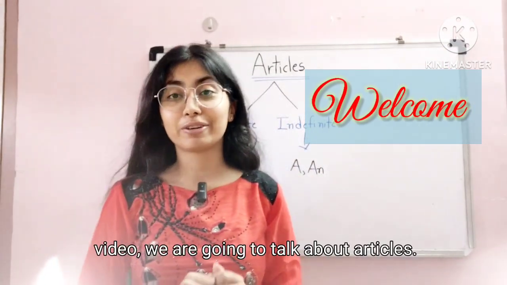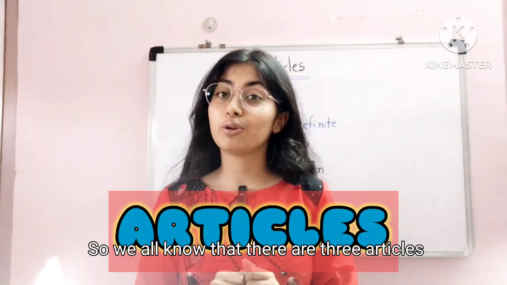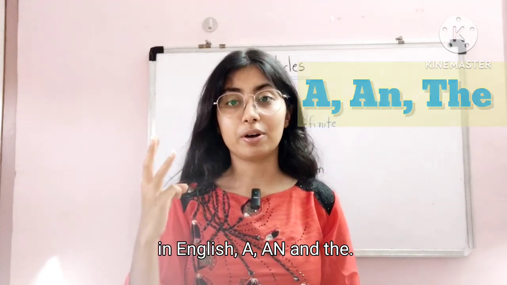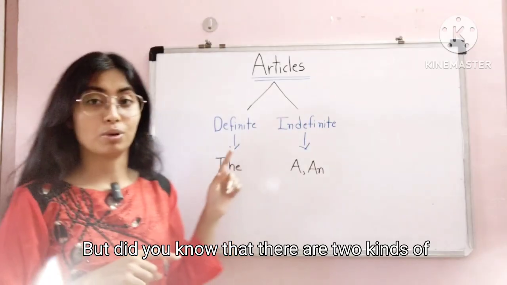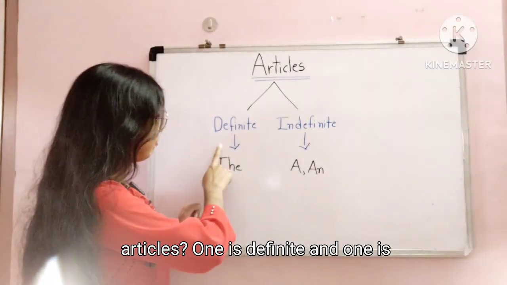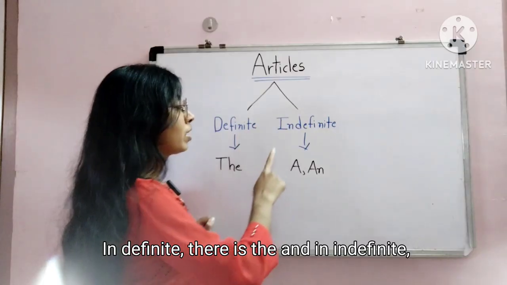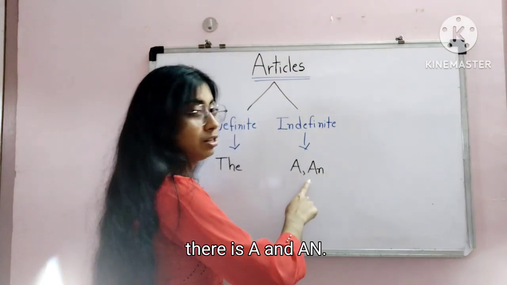So in this video, we are going to talk about articles. So we all know that there are three articles in English: a, an and the. But did you know that there are two kinds of articles? One is definite and one is indefinite. In definite, there is the, and in indefinite, there is a and an.